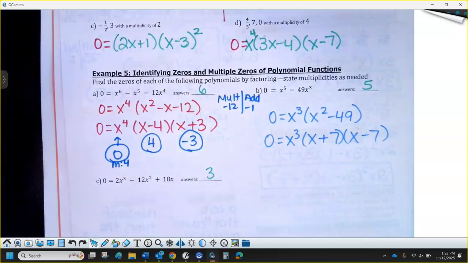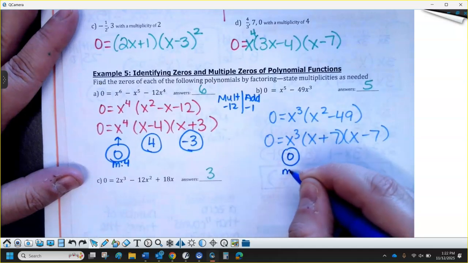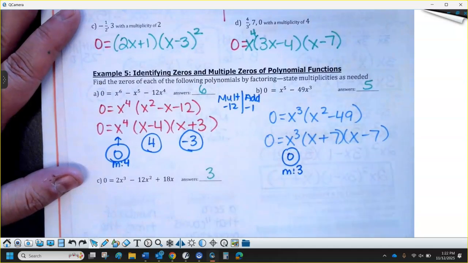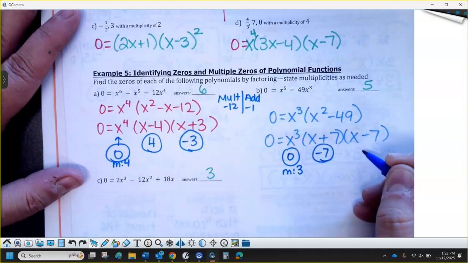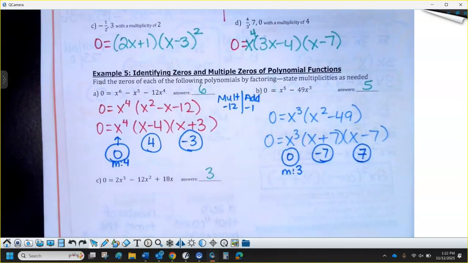All right, so I'm supposed to have 5 answers here. So we have 0, but that has a multiplicity of 3, so that counts as 3 answers there. Then you have negative 7 and positive 7, and that adds up to 5.